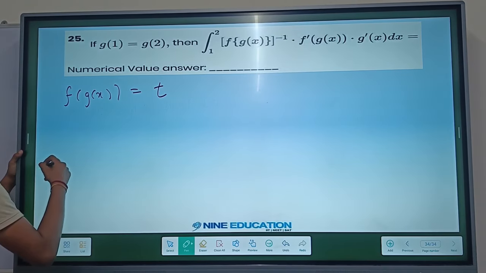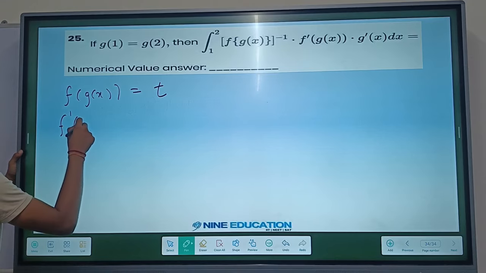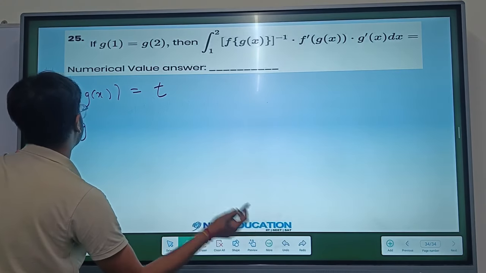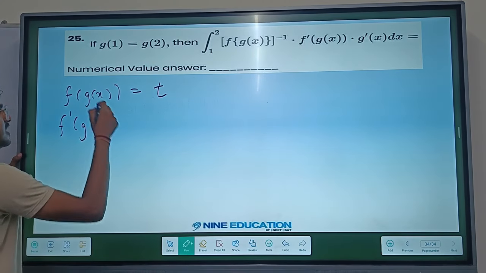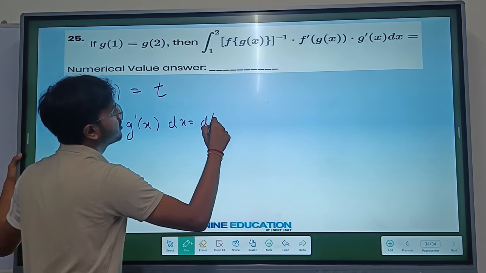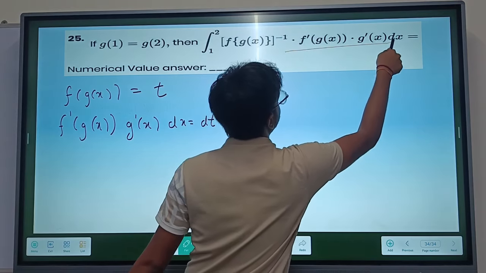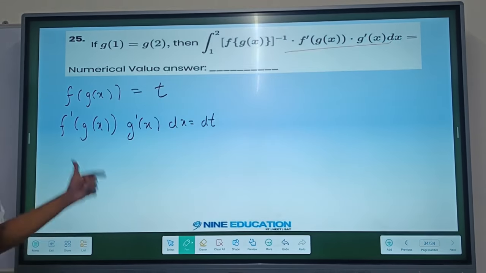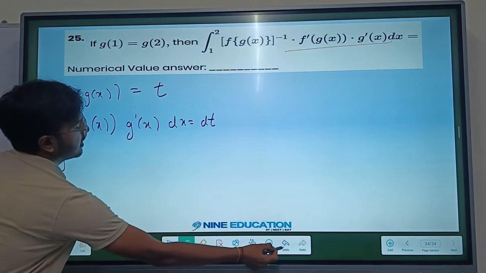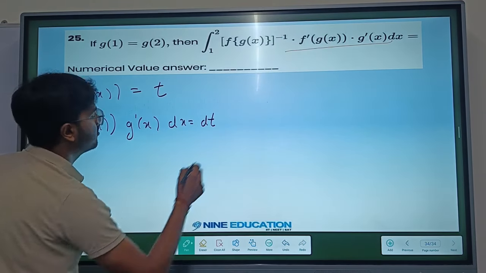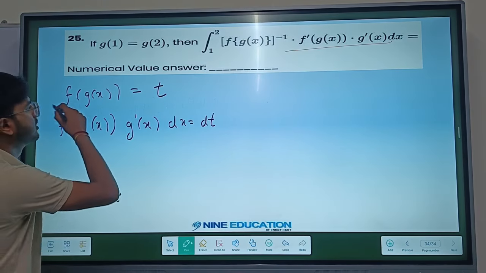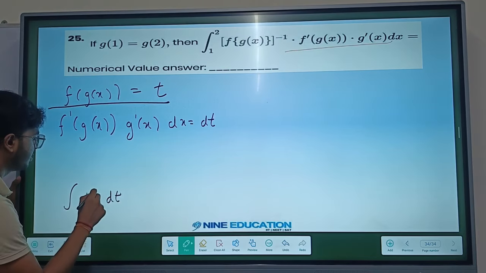So what is the differentiation of f of g of x? First differentiation of function f is f dash g of x. Then differentiation of function g is g dash x, dx is equal to dt. So this whole thing will become dt. So in the integration this whole thing will become dt, and what do we have here is t power minus 1 dt.